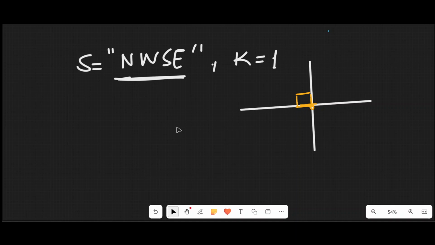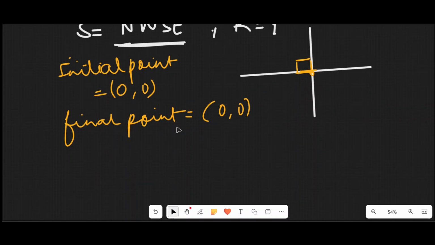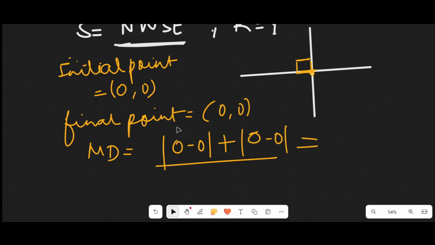So I'm back at origin if I am following the sequence of the string, right? So earlier my initial point was (0, 0), that was origin, right? And my final point has again become (0, 0). So if you see the Manhattan distance, as suggested in the question, the formula was given. The absolute difference between the x coordinates of these two cells would be 0 minus 0, right? And this is for the y coordinate, right? And then you have to take the sum. So you are getting 0 here.